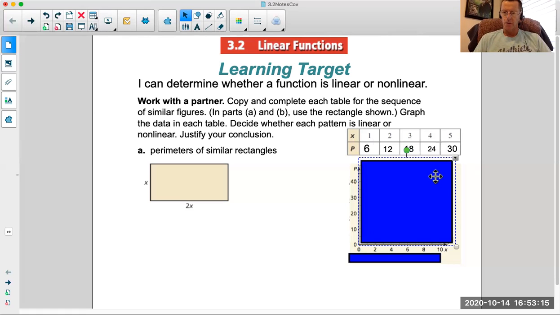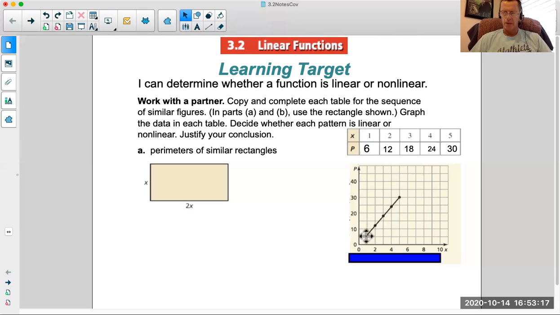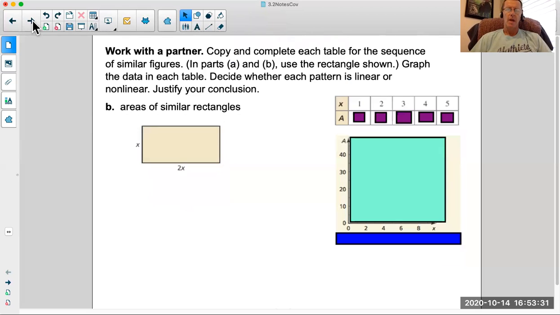Okay, I'm back. What's that going to look like? It's going to look like that. See how with those points, do you think it's a linear function or not? Yeah, they line up. It's linear. Okay, awesome. Let's try another one.